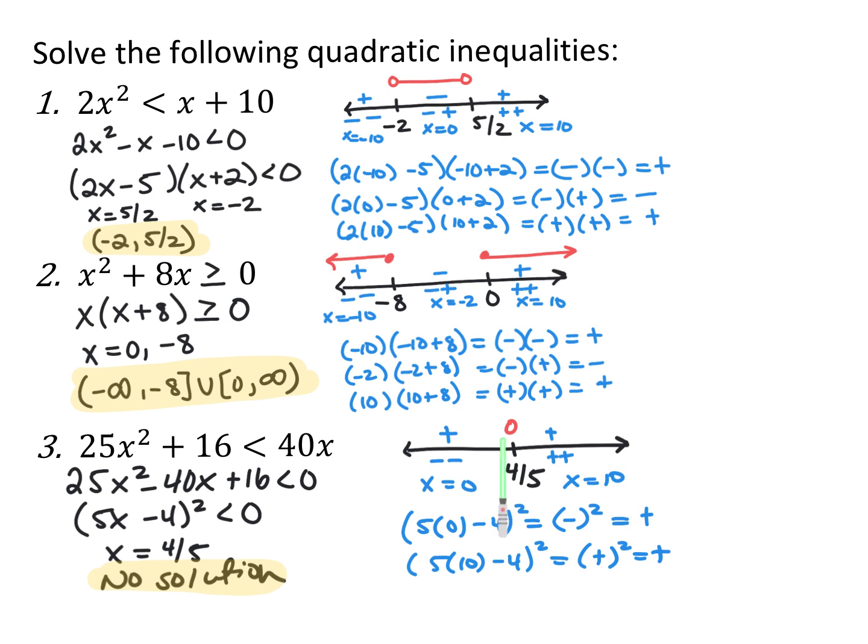If this was a closed circle, then the only one would be just x equals 4/5. If these were negatives, then you would have a lot of options. So this one was a little bit funky.